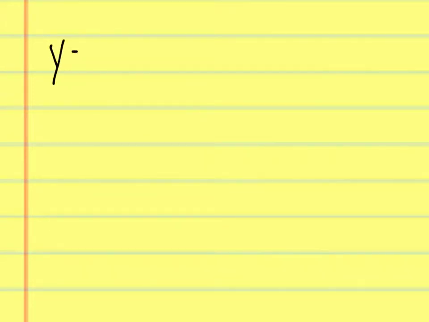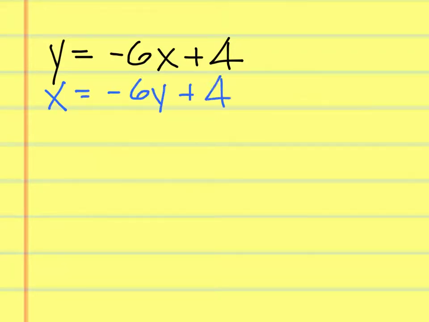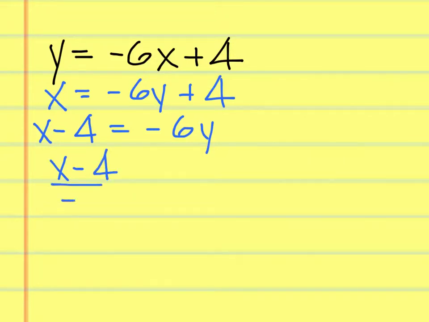Let's find the inverse of y equals negative 6x plus 4. I have to switch the x and the y. So it's x equals negative 6y plus 4. And move the 4 to the left. And then divide everything by negative 6. We don't want to have a negative number as a denominator in our fraction. So what you must always do in this case is drop that negative sign on the bottom so you can have a positive 6 and then change the sign of everything on the top.